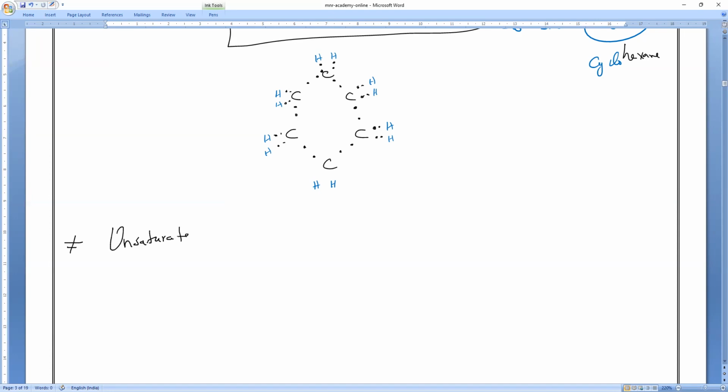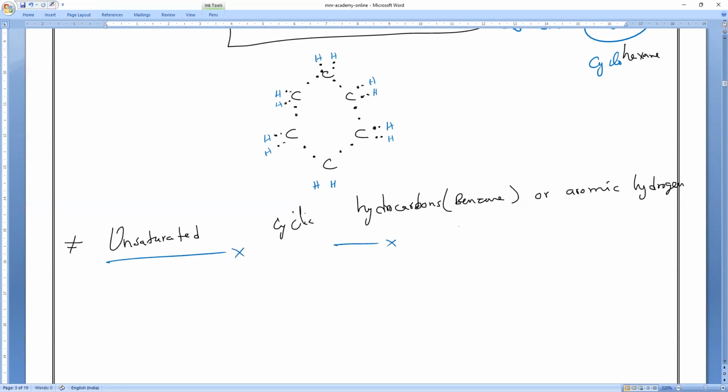Next, the second one: unsaturated cyclic hydrocarbons, which we can also call benzene. This is also stable only when n equals 6. So then only they are stable in nature. What is another name we use for them? Aromatic compounds. Please respond. Aromatic compounds. Now keep it in mind.